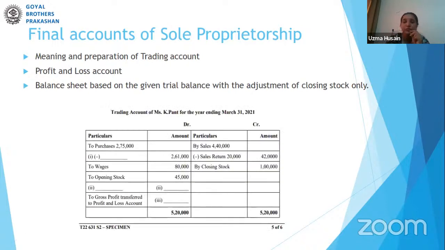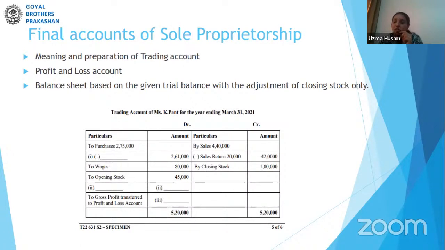So this is just a picture from the specimen paper, where it is highlighted that returns are not mentioned, and opening stock is not mentioned. The child has to figure that out when he is going through the question in the question paper. Make them do multiple practice for this, because this is where they are losing marks.